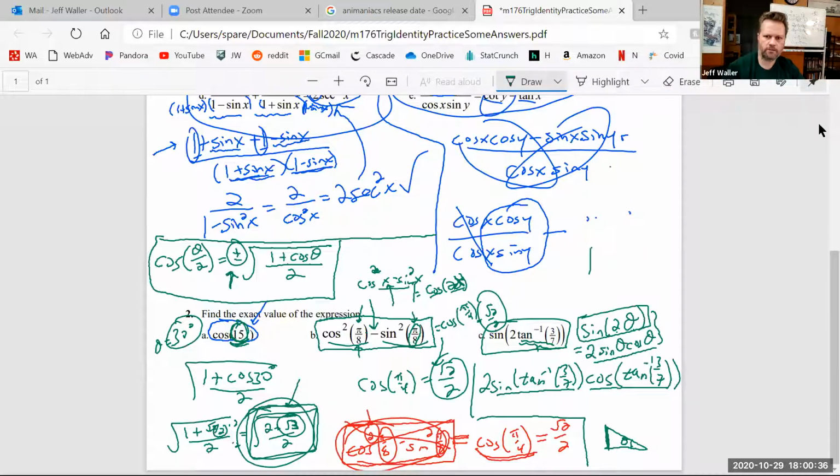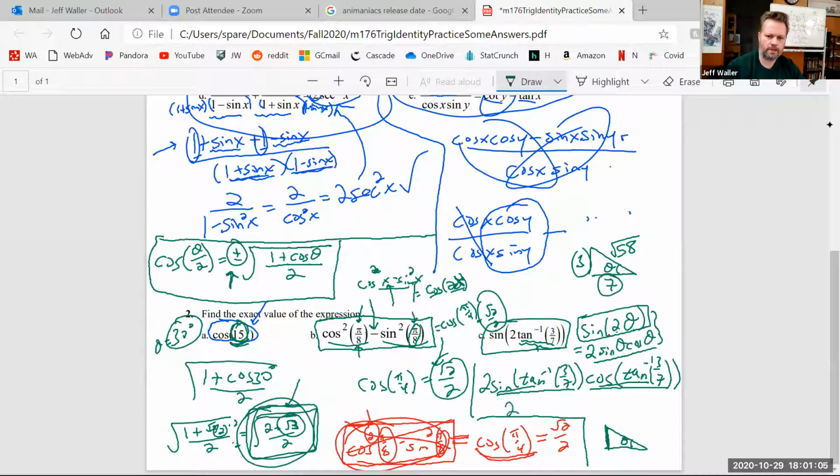So here's the triangle. Here's the angle, right? And since it's tangent we're talking about, this must have been a 3 and this must have been a 7, right? And then once I get this done, I can do both of these. I don't have to draw one triangle because it's both using the same angle. So this will be 9 plus 49, square root of 58.